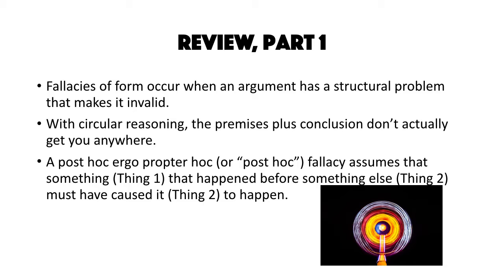Let's quickly go over what we've talked about in this module. Fallacies of form occur when an argument has a structural problem that makes it invalid. With circular reasoning, the premises plus conclusion don't actually get you anywhere. A post hoc ergo propter hoc, or post hoc fallacy, assumes that something, thing 1, that happened before something else, thing 2, must have caused thing 2 to happen.